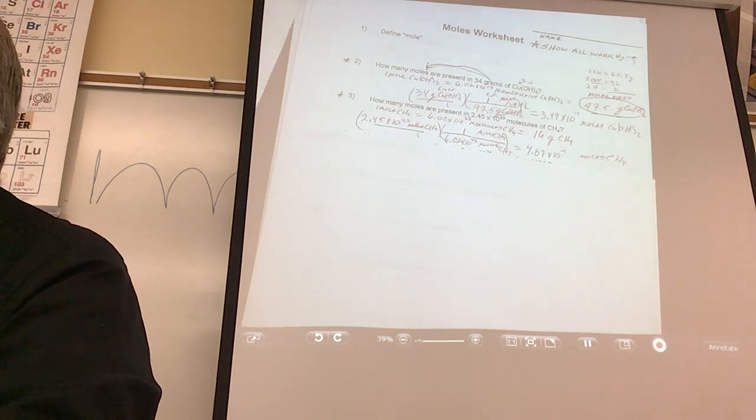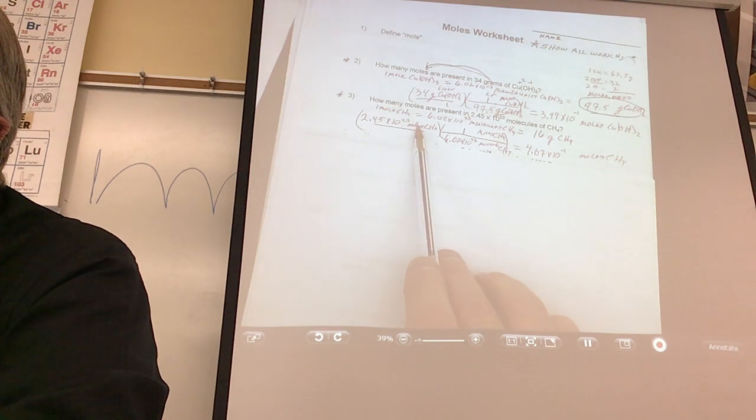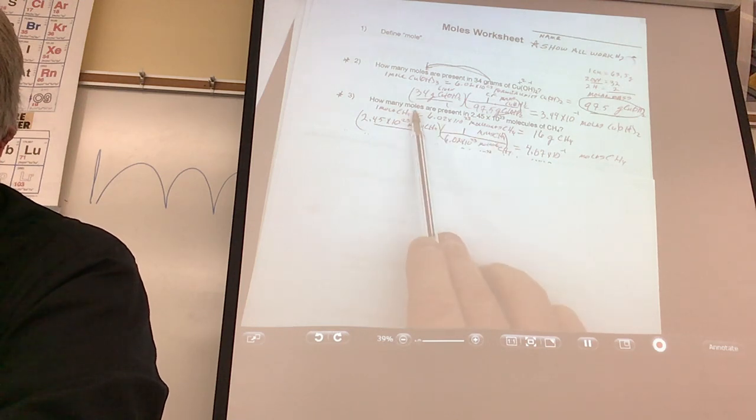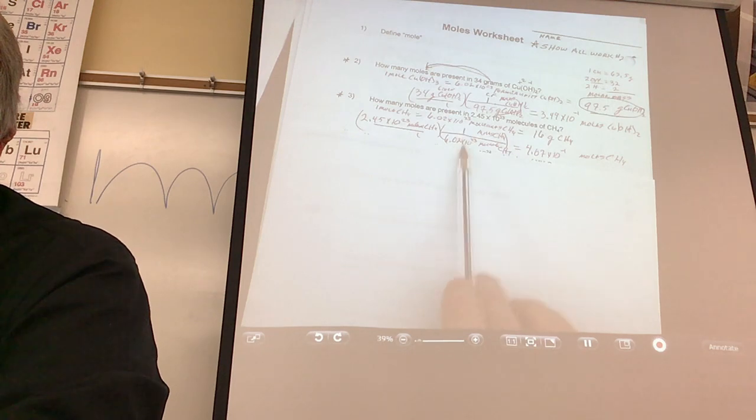Next, how do we start the problem? I write down the given. I got it. What label has to go away? Molecules of CH4. Got it. You want to place it into moles? Yeah, I got it. Now go find your numbers and put them where they belong.